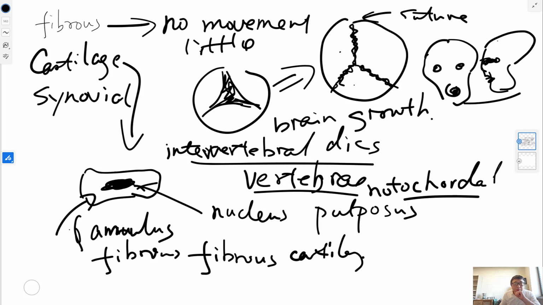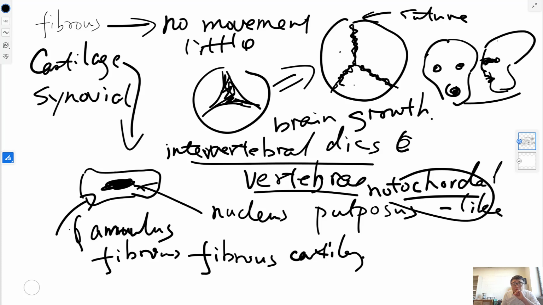And for some reason, these notochordal cells, in some books also called notochordal-like cells, actually were just derived from notochordal cells at the very beginning.